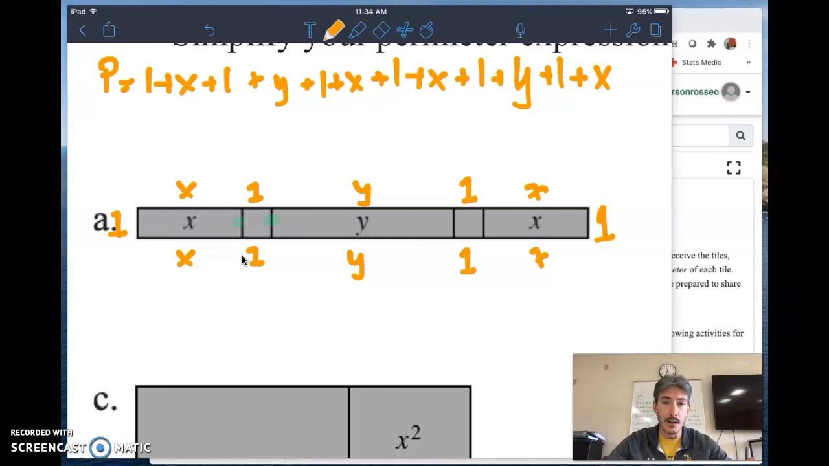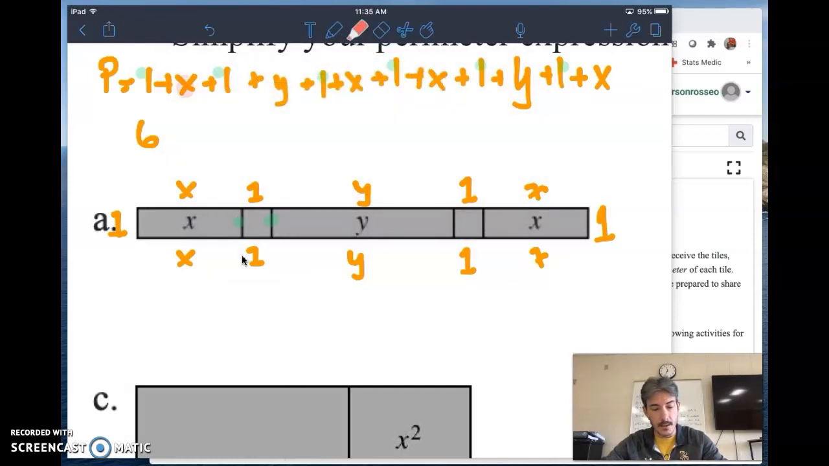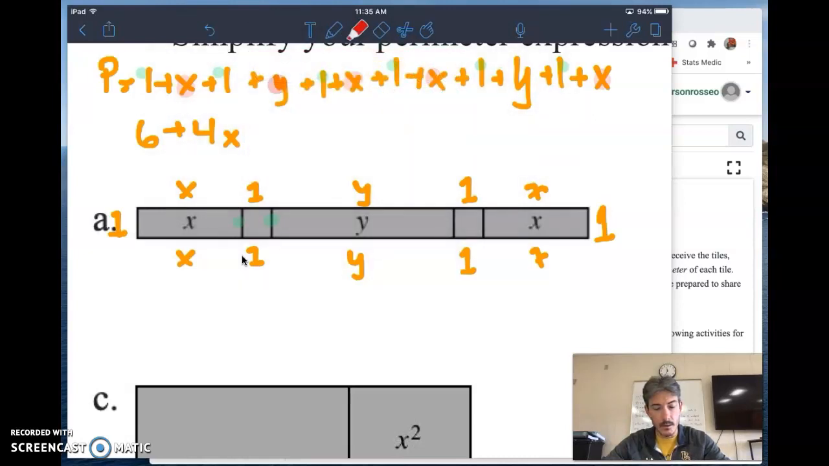Ladies and gentlemen, combine your like terms. 1, 2, 3, 4, 5, 6. There's 6 right there. An X, an X, an X, an X. Were you counting? That was 4 X's. So 6 plus 4X. And then finally, got to put those Y's in. 1, 2, 2 Y's, only 2. And that is our simplified perimeter expression.